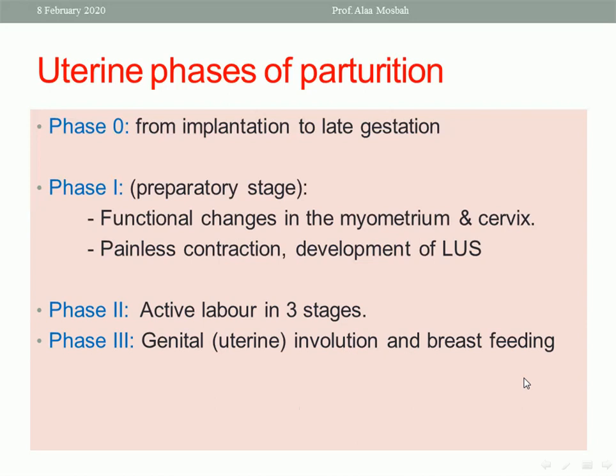What about the uterine phases of parturition? We have phase 0, phase 1, 2, and 3. Phase 0 is from implantation to late gestation. Phase 1 is called the preparatory stage: functional changes in the myometrium and the cervix, painless contraction, development of the lower uterine segment, and ripening of the cervix. Phase 2, active labor in 3 stages, 1, 2, 3. Phase 3, genital involution and breastfeeding.